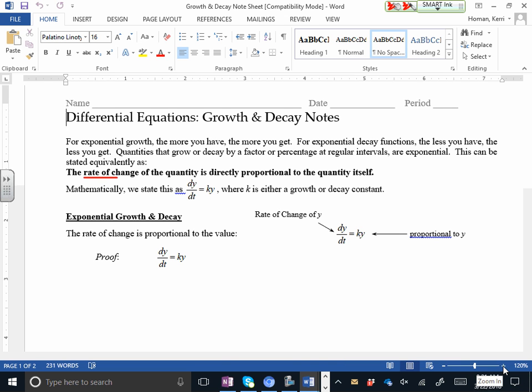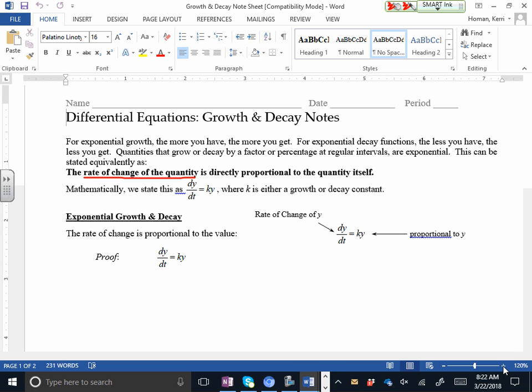So if the rate of change of the quantity, dy/dt in this case, because we're going to talk about time, so instead of x, we're going to use t. So the rate of change of a quantity, the derivative, is directly proportional to the quantity itself: dy/dt equals ky. You are going to see that sentence a lot. The rate of change of blah, blah, blah is directly proportional to blah, blah, blah. When we see that, we know that we can write dy/dt equals ky.